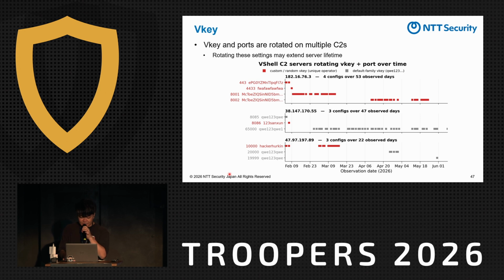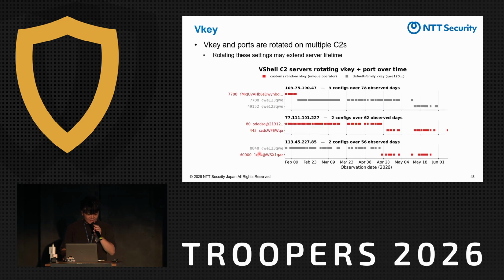From the graph, we can also see that both default-like wikis and custom wikis are used together in operations. Overall, that indicates that vShell is not only relying on simple configurations, but also incorporates operational techniques to improve resilience and evasion. And this server uses very unique wikis and changes them very periodically. And this server is maybe using the default value or something like that. And this server still rotates some wikis and ports.